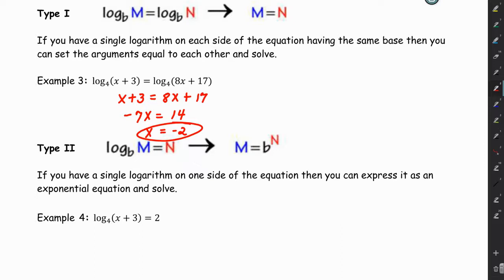Now type 2, right, is where it's in logarithmic form, and we really need to convert it to exponential form to help us solve the problem. So if you have a single log on one side of the equation, you can express it as an exponential equation and then solve it. And we want to put it in exponential form. It's base raised to the exponent equals the answer. Base, answer, exponent. Base raised to the exponent equals the answer. All right, so in this case, we're going to have 4 raised to the second power equals x plus 3.